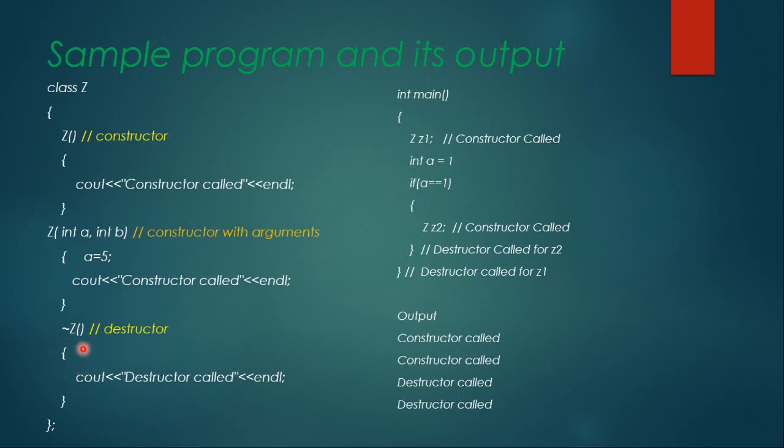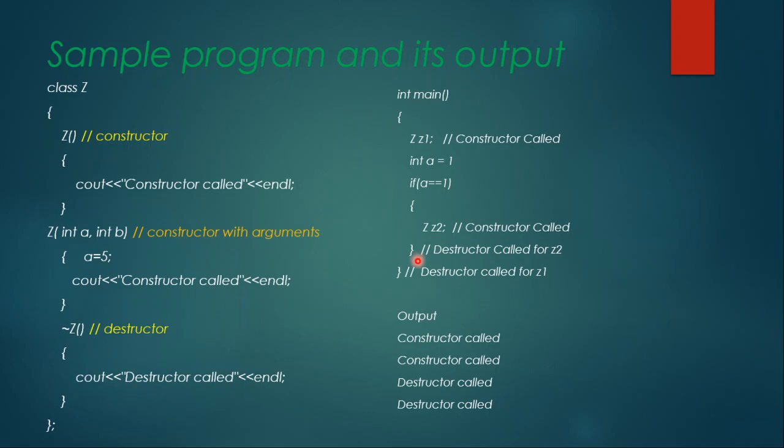In the destructor, you just display "destructor called", that is a display statement. This sample program is just to show how the constructor can be defined and declared. Now you can see in the main function Z1, an object created for the class Z, and then we call the second constructor in order to initialize the variables. The destructor need not be called explicitly.